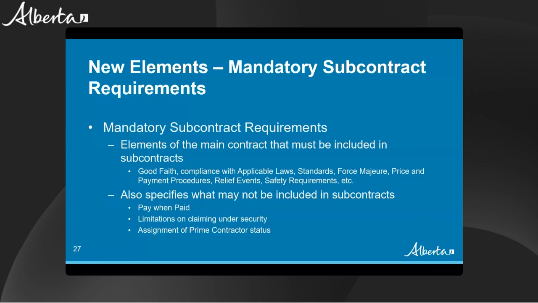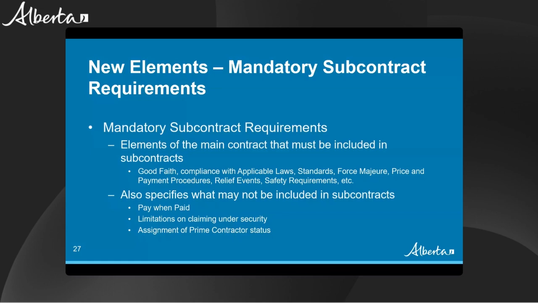There are some mandatory subcontract requirements. This promotes alignment of important principles through the whole chain of contracts. Examples include good faith, complying with applicable laws, relief events and force majeure issues, and safety requirements. We believe this will not only benefit subcontractors and tradespeople, but also make the subcontracting process more efficient and consistent.